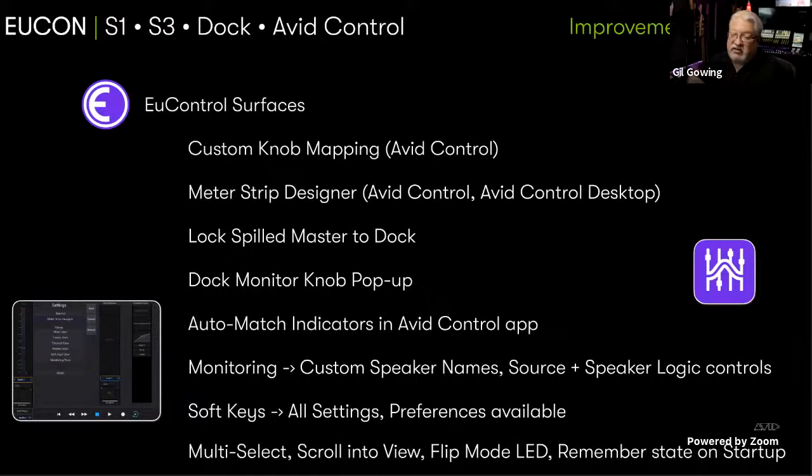There's also, just like the bigger release for the workstations, some smaller things like being able to lock a spilled master to the dock. When you're on different pages on Avid Control on the dock, you can touch or move the monitor knob, and you'll get a pop-up of what the level is at that point, so you can see that without having to jump back over to the monitor page. Auto match indicators on the Avid Control app are a nice little addition, so you know which direction to go when you're writing automation to match back out. Being able to do custom speaker names and sources and speaker logic control, all from the actual Avid Control app.